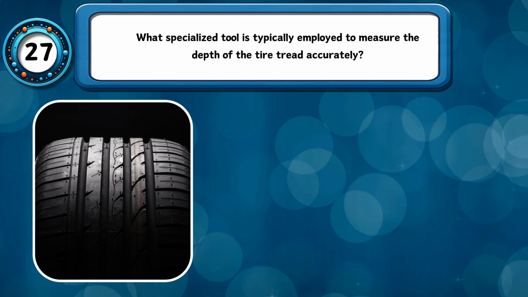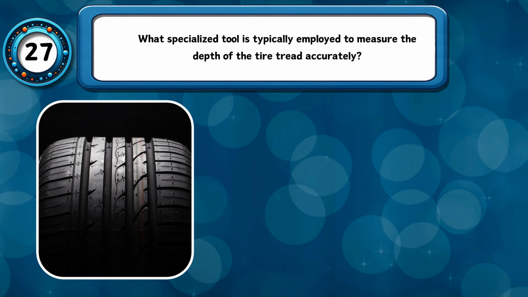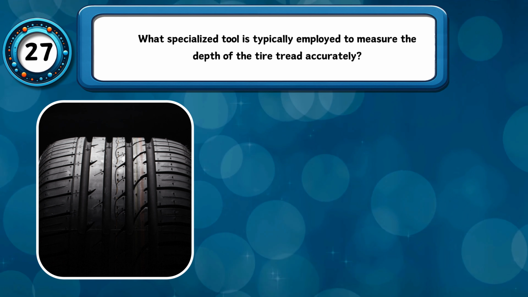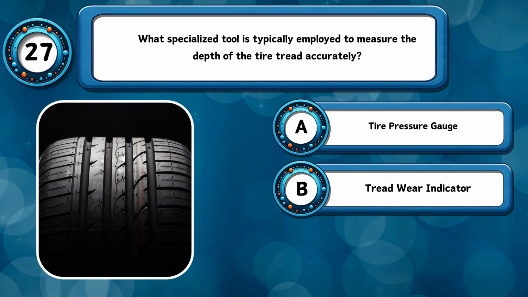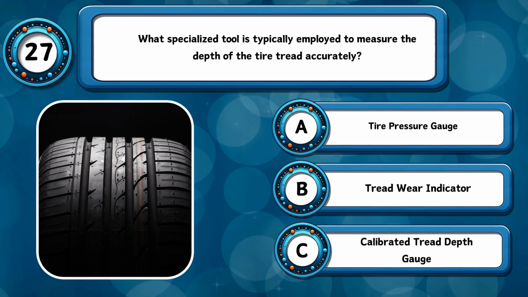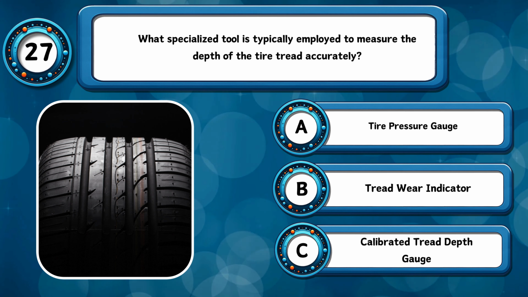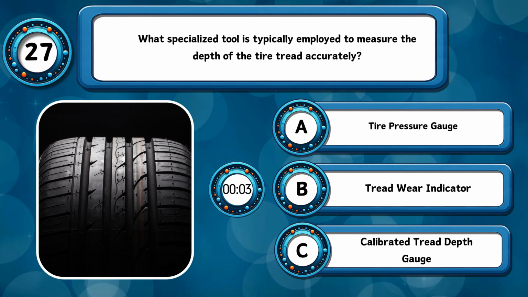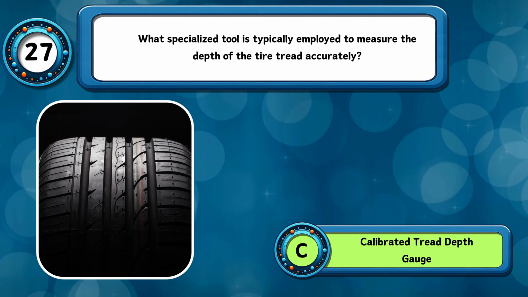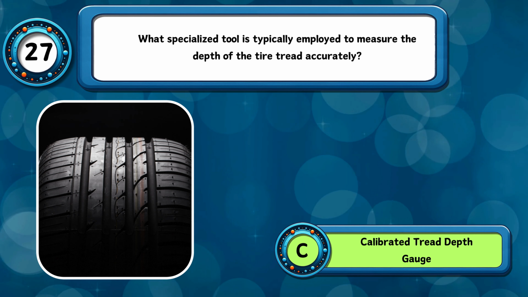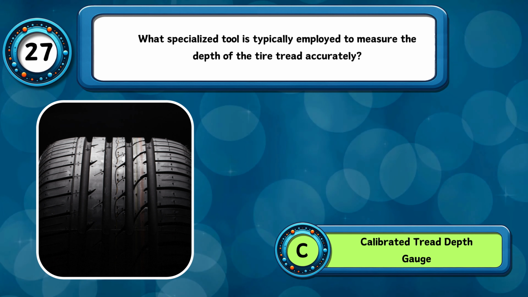Question 27. What specialized tool is typically employed to measure the depth of the tire tread accurately? A. Tire pressure gauge. B. Tread wear indicator. C. Calibrated tread depth gauge. Correct answer is C. Calibrated tread depth gauge.